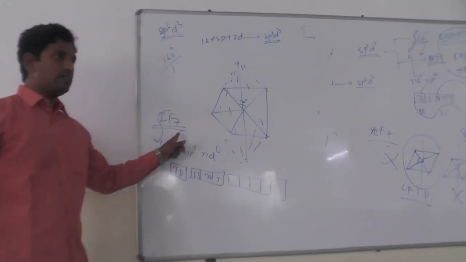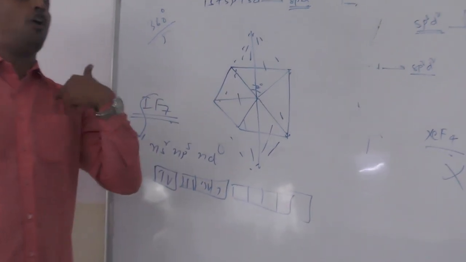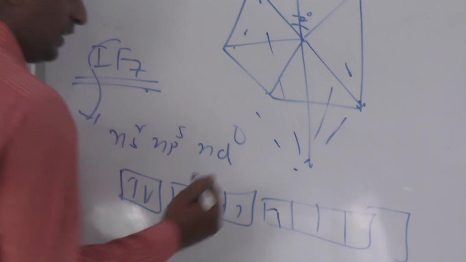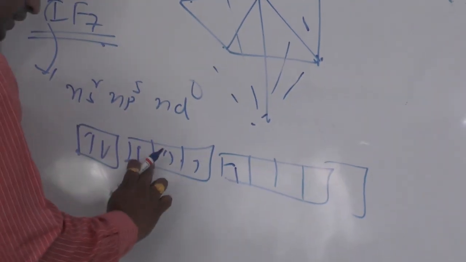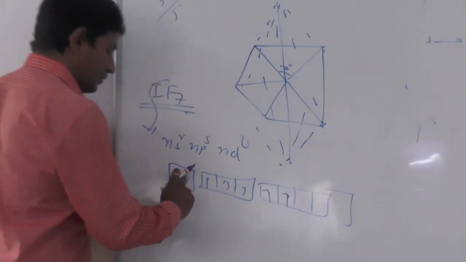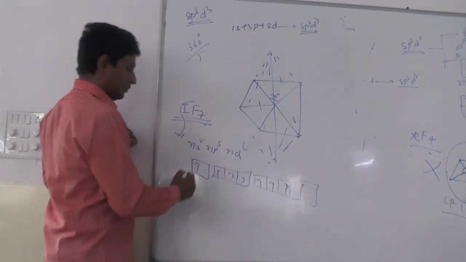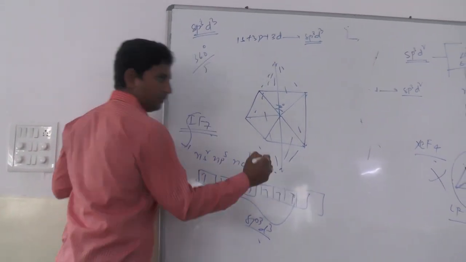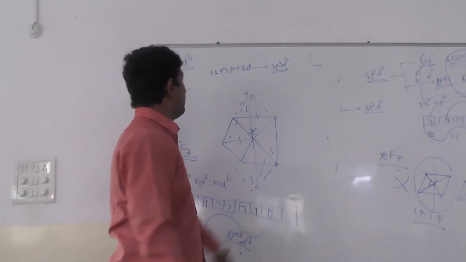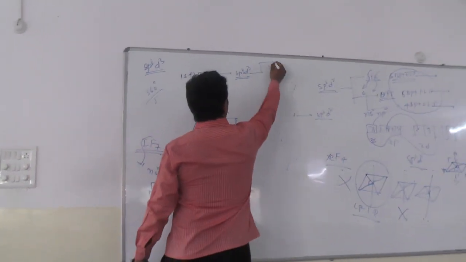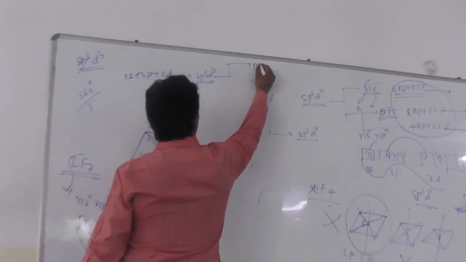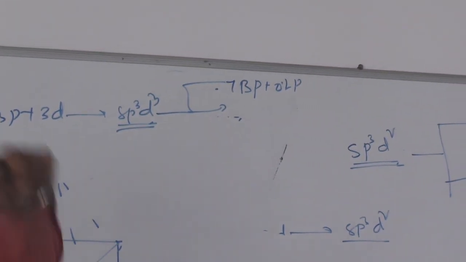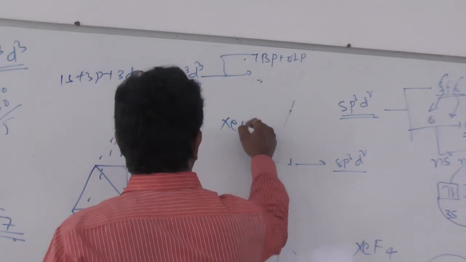So here how many fluorines are there? 7. So I need how many singletons? 7 singletons. First excited state, 3 singletons only. So I want second excited state, 5 singletons. Third, 7. So total hybridization is sp3d3. So this is the pentagonal bipyramidal. So sp3d3, first model is all are 7 bond pairs plus 0 lone pairs. So next example is XeF6.